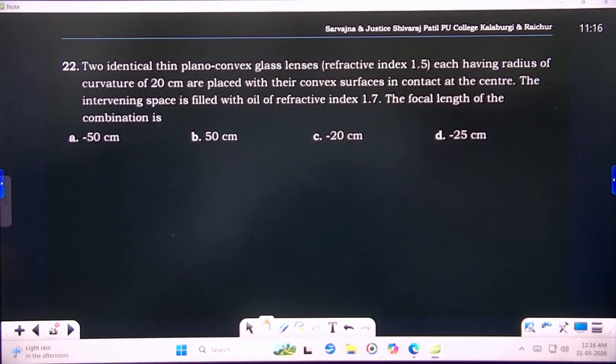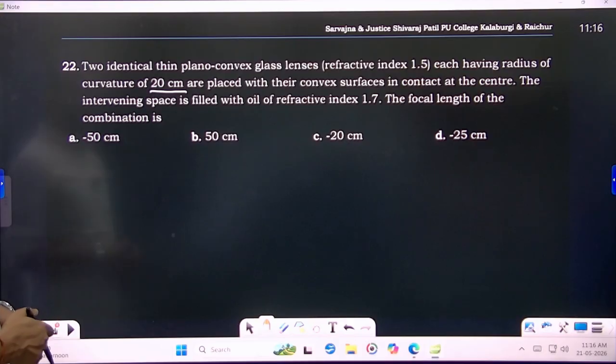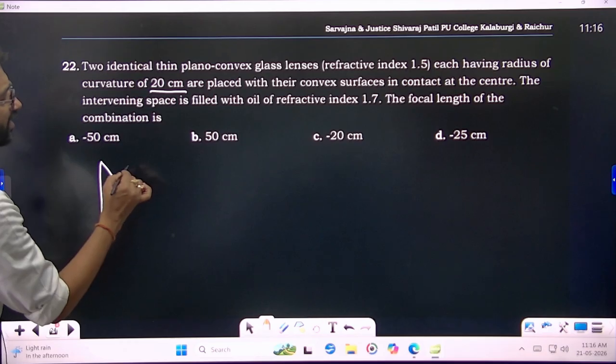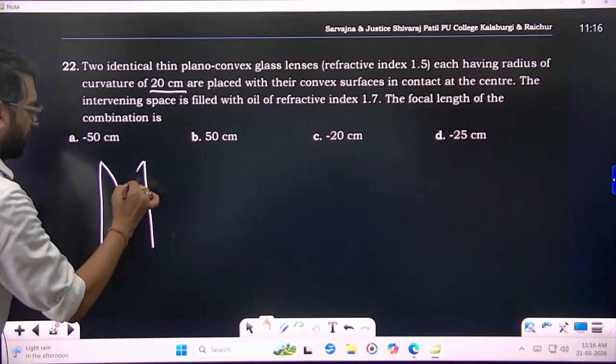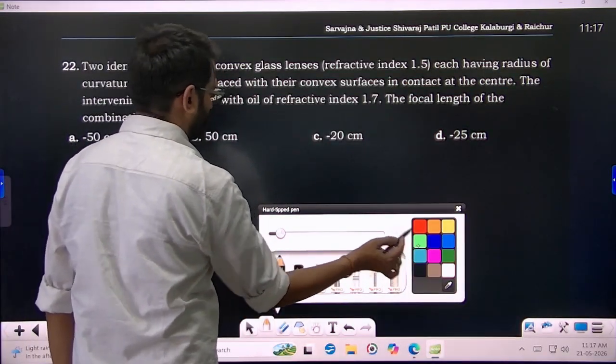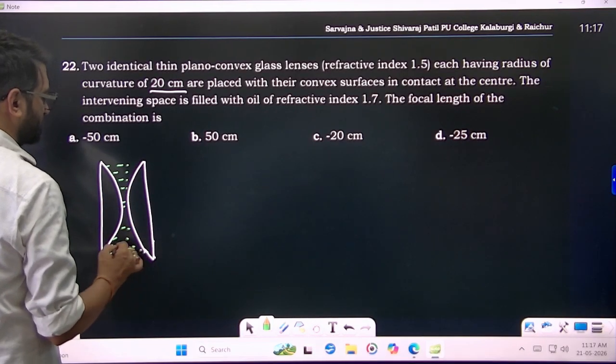Next. Question 22. Two identical thin plano-convex lenses of refractive index 1.5 each, having radius of curvature 20 cm, are placed with their convex surfaces in contact with each other. So two identical thin plano-convex lenses are placed with their convex surfaces facing each other. The intervening space is filled with oil of refractive index 1.7.